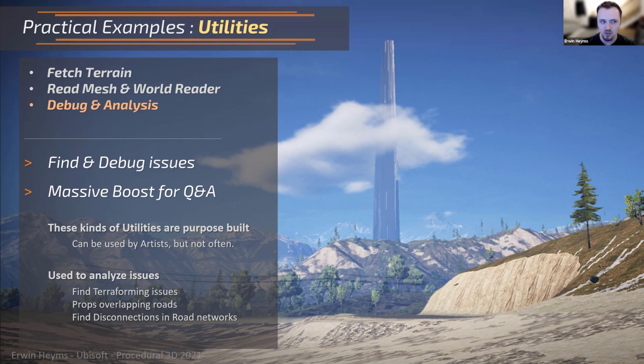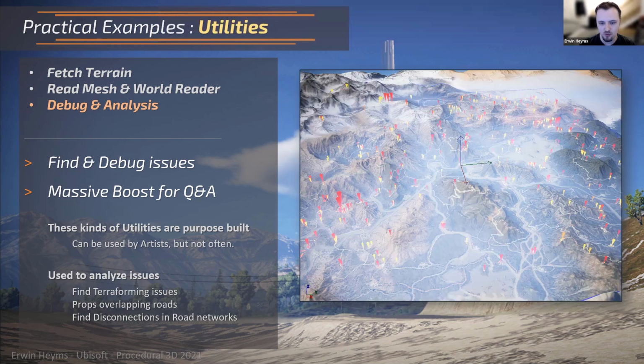And then finally, we can use them for debug and analysis. So in this case, think about finding terrain issues, terraforming issues. You can use it to detect overlapping props, if they were overlapping roads, for example, and then you can get a feedback in the world like that, or to detect disconnections of the road network.